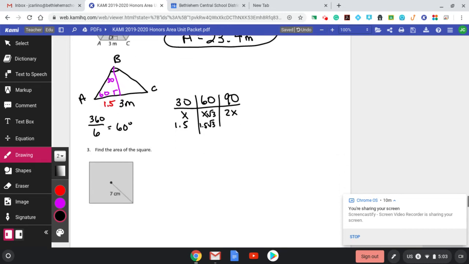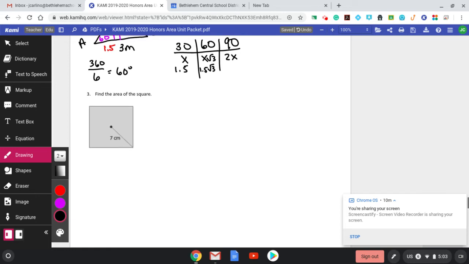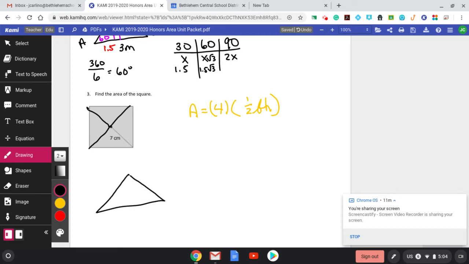Okay. Let's deal with the square now. Find the area of that square. All right, well, we know I'm going to end up with 4 triangles. Let's change colors. So 4 triangles times the area of one of them. All right, let's draw one of them out. Okay, 7 centimeters here, which means this radius is also 7 centimeters.